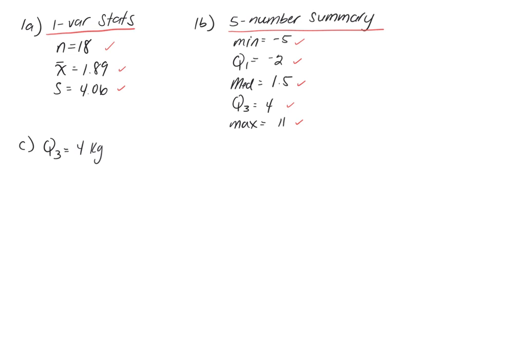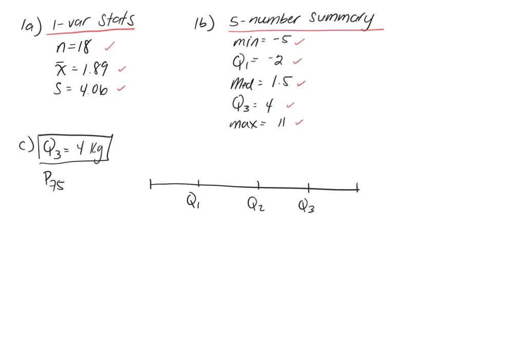For question C, we want to interpret the value that is the Q3 value, which here is 4 kilograms. So Q3 is the same thing as P75. When you create your 5-number summary, what it does is it takes all of your data, first orders it from least to greatest, and then it divides it into quartiles, 4 quartiles specifically. So Q1, Q2, and Q3.